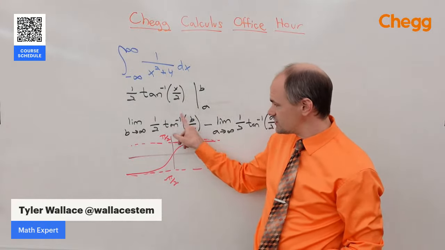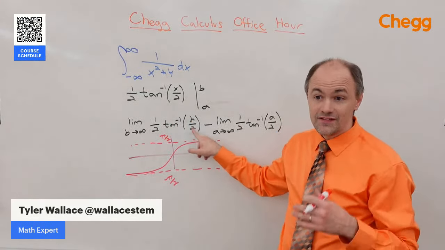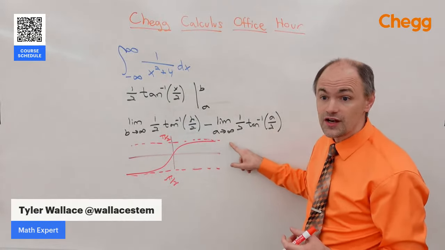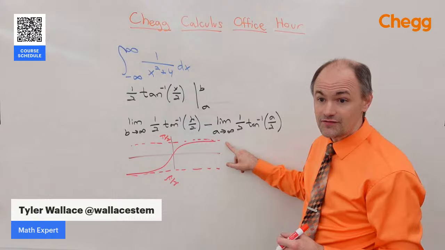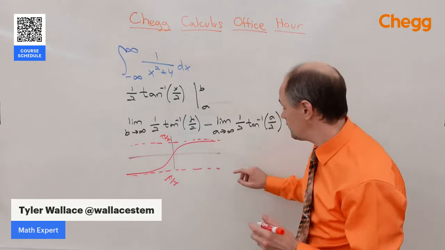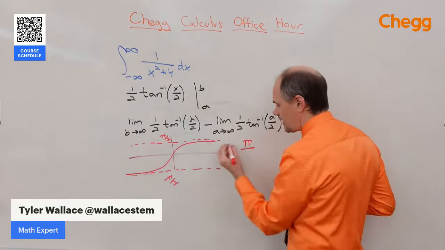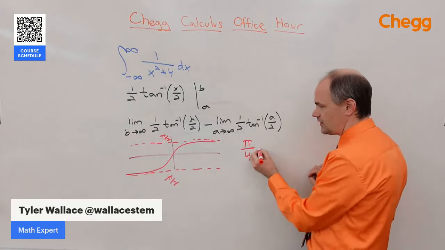So when we're saying this tangent inverse, b is going to infinity, and infinity divided by 2 is still infinity. What is tangent inverse approaching in its behavior at infinity? It's approaching this pi over 2 asymptote. Well, then we've got to divide by 2 again, so we'll call that pi over 4.